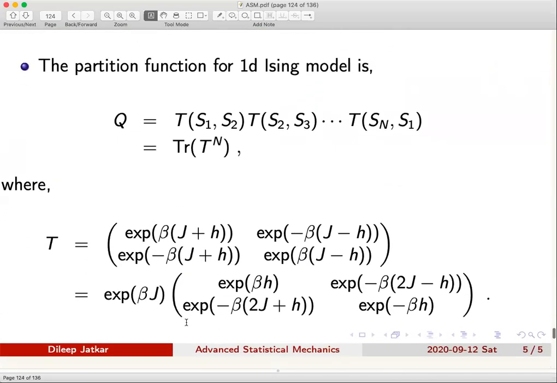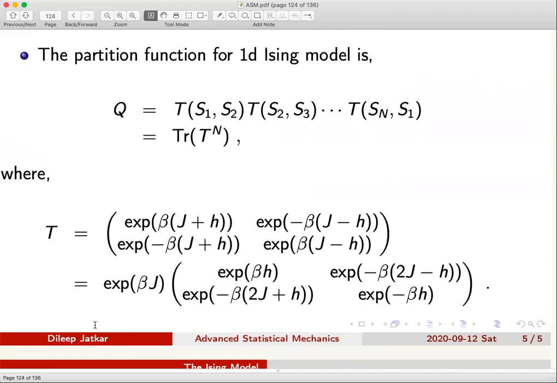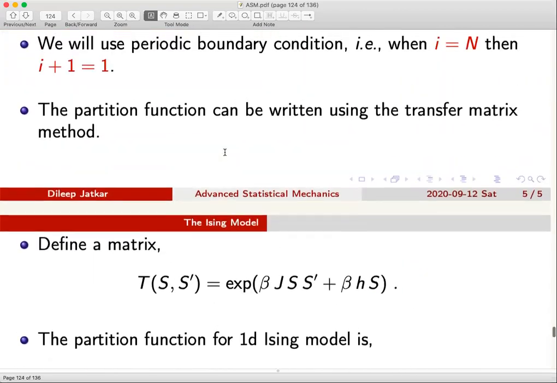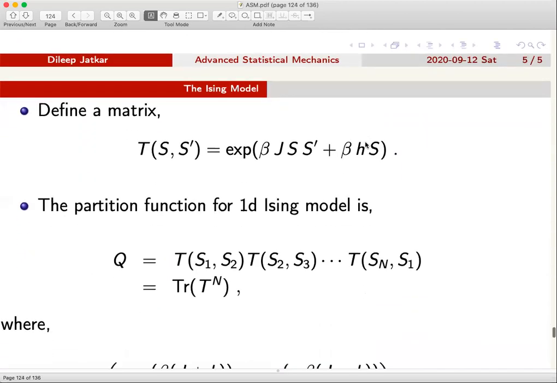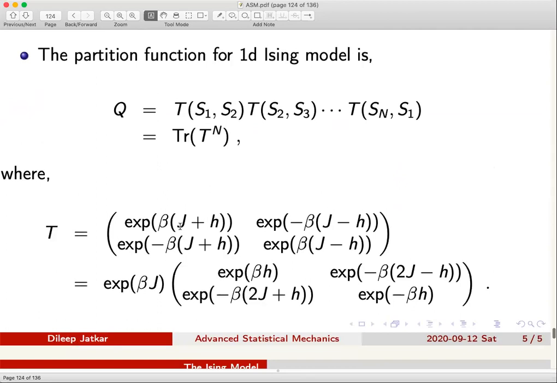So here is the form of the transfer matrix. Just take one particular T. If both spins are up, then we have a positive contribution for J and a positive contribution for H. The contribution for H is coming from the first spin only. Remember it is written S_i, S_{i+1} and S_i. So if you're looking at T(S1, S2), then only S1 would contribute to H. Don't worry about S2, S2 will contribute in the next transfer matrix. So if both of them are up, J has a positive coefficient and H has a positive coefficient.